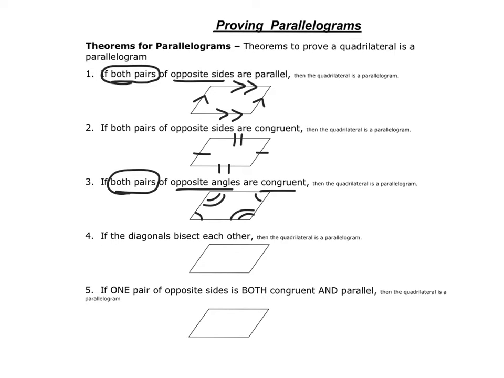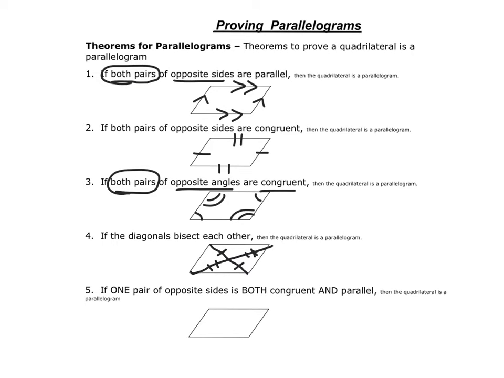On the fourth one, if the diagonals bisect each other, then the quadrilateral is a parallelogram. So let's draw in the diagonals. That's when you connect non-adjacent vertices and the diagonals bisect each other, so they cut them into equal segments. If the diagonals bisect each other, then the quadrilateral is a parallelogram.